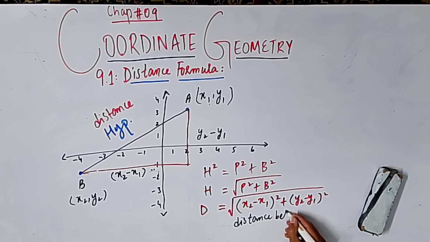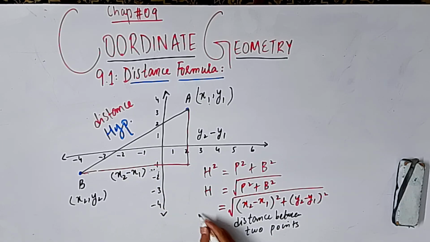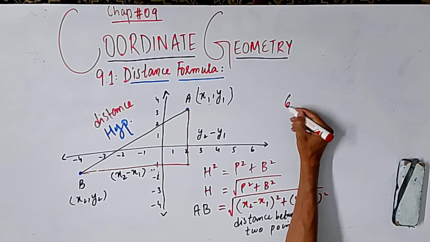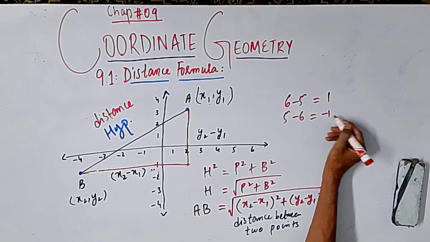Distance between 2 points. Over here, if you talk about this one, this is the distance between AB, point A and point B. And it will also not affect anything if you do x1 minus x2. These points are very important so that you will remember the easy things. You need to find the difference between these 2 points, and it is okay if you find 6 minus 5 or 5 minus 6. In this one you will get 1, in this one you will get minus 1.